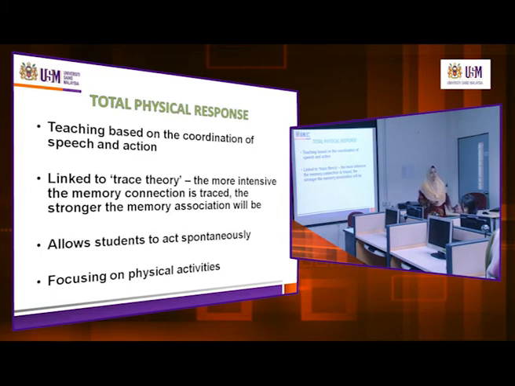Because he's a psychologist, he studies the brain and the mental activities. He feels that there is a trace theory, whereby the more intensive the memory connection is traced, the stronger the memory association will be. Meaning that if you can relate things, you can remember more. That's what he's saying, trace memory.